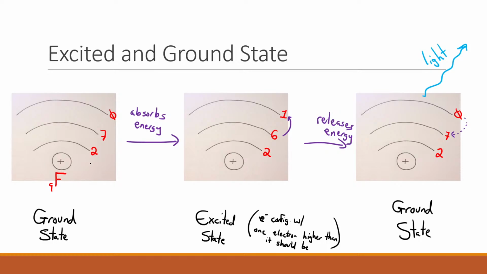Right? Notice that I didn't change the number of electrons at all. I started with 9. Here I still have 9. Here I still have 9. Right? I never stopped being a fluorine. The only thing that changed was the placement of this electron, jumping up to a higher shell, and then returning back and releasing energy.